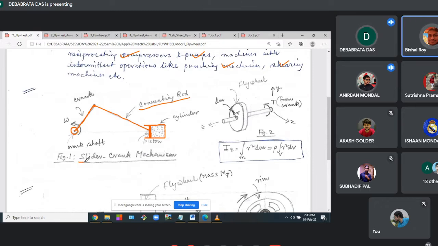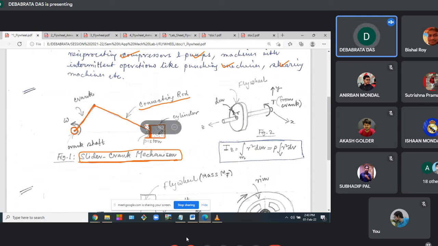This mechanism in simplified form is called the slider crank mechanism. So this piston is acting like a slider, and this is the crank. Now here power is developed at this engine cylinder end, and it is supplied through the connecting rod and through the crank to this crankshaft, right?